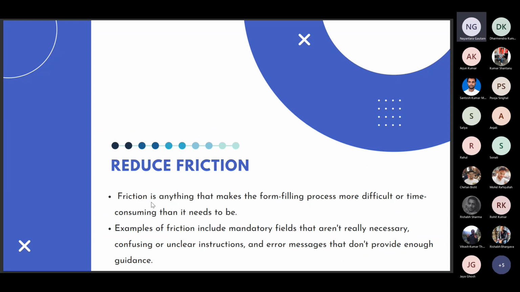We need to also reduce the friction. So friction is basically anything that makes the whole form filling process more difficult or time consuming than it needs to be. Examples of friction include mandatory fields that aren't really necessary. So before creating any form, we need to also ask, is this field something that the user is absolutely required to fill out for the use in our data system as well? Unclear or confusing instructions, or error messages that don't provide any guidance, should be absolutely avoided.